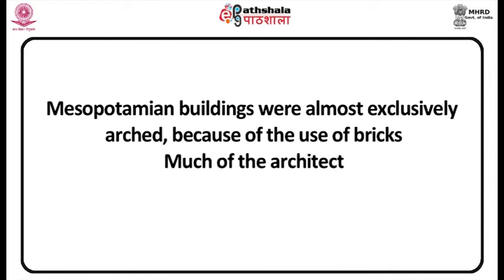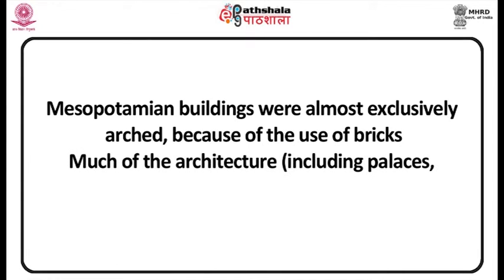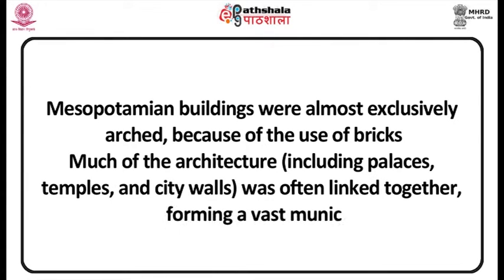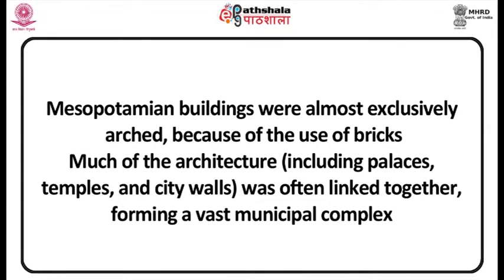Within a Mesopotamian city, much of the architecture, including palaces, temples, and city walls, was often linked together, forming a vast municipal complex. The architectural bulk of a Mesopotamian city was relieved with spacious courtyards.